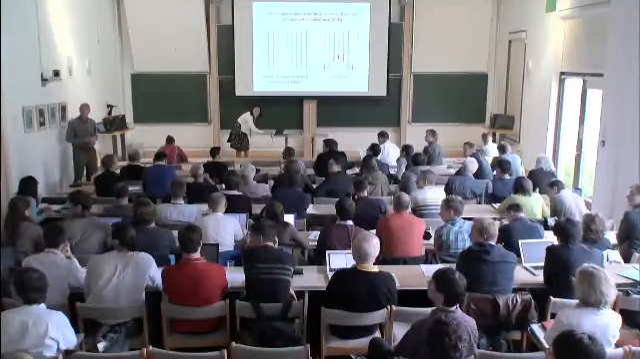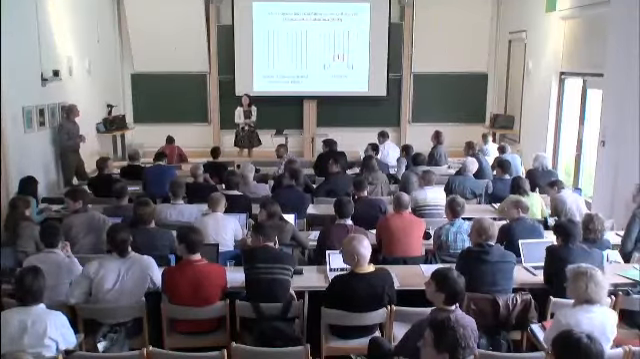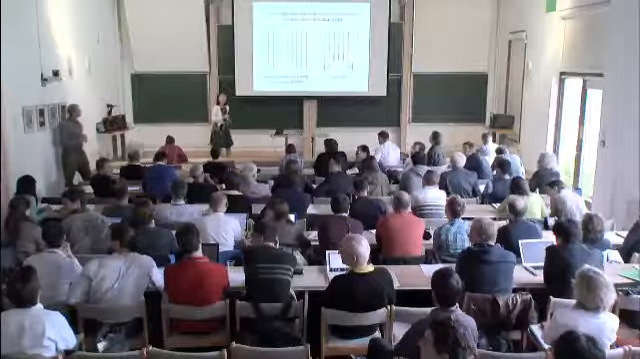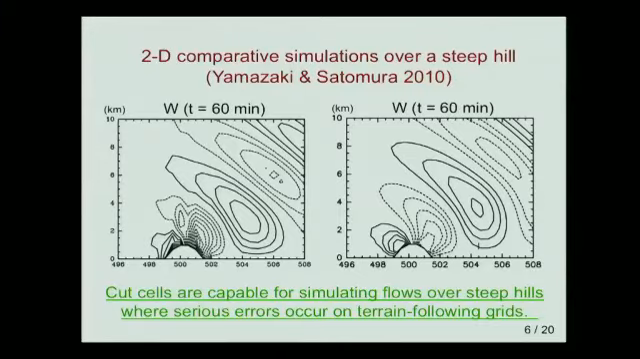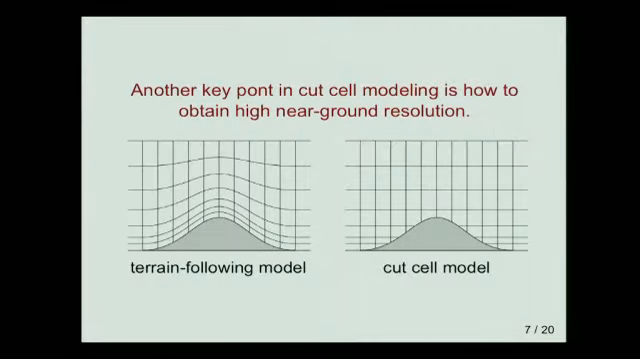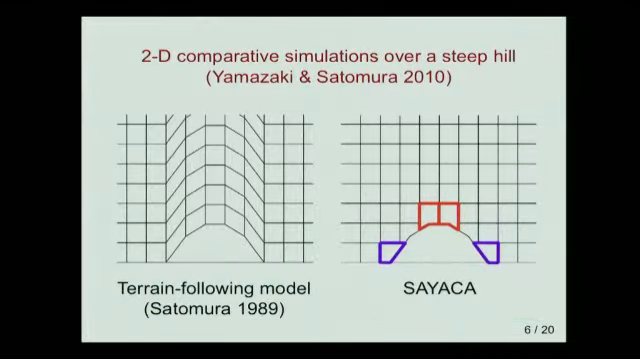Could you go back to that slide, the one with the terrain-following grid and the cut cell, page 7? Could it be the difference between the two solutions we are talking about? Only that one, yes.